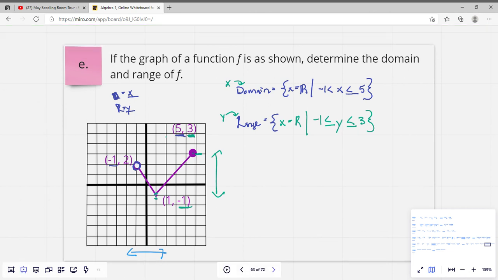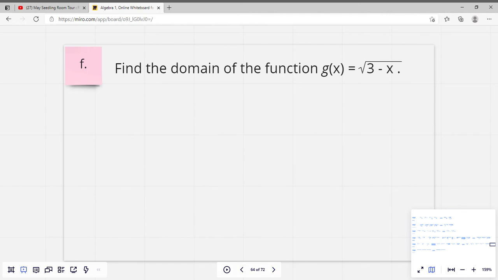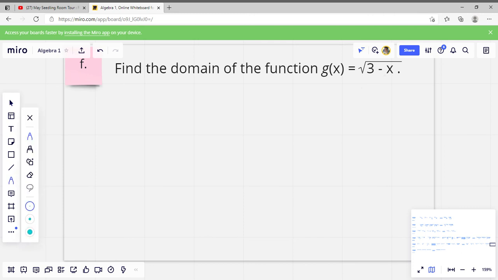Next one. Find the domain of the function y equals the square root of 3 minus x. All right, so we know that that can't equal 0. All right, so we're going to say, and it can't be a negative number. It could be equal to or greater than 0. It can't be anything less than 0. So we're going to say 3 minus x has to be greater or equal to 0. So now we're going to do plus x, and we get 3 is greater than or equal to x.